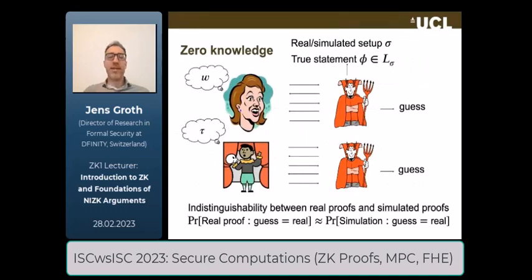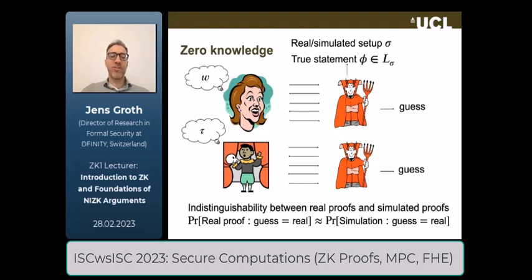Okay, so let me just hint at how we define simulation to be good. Here are two games. In the top half we have a game of a real proof. Imagine you have a normal setup: the prover has a witness, engages in a proof, and tries to convince this malicious verifier.